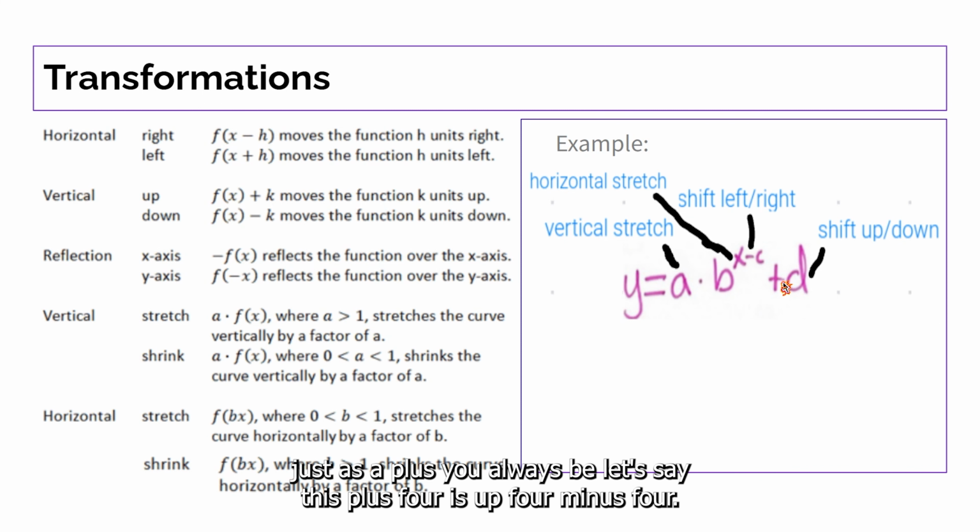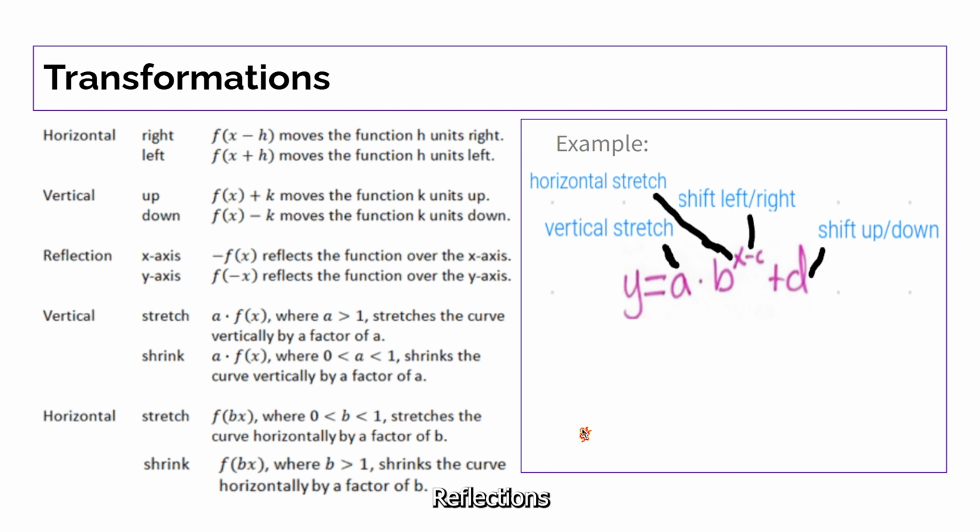Vertical up and down, since there's a plus here, let's say there's +4, it's up 4, -4, it's down 4. Reflection, if there's a negative on B, it'll be reflection over the x-axis. If there's a negative on the x, it'll be reflection over the y-axis. Vertical stretch, this is A right here. It's always bigger than 1. Vertical shrink is when it's between 0 and 1.